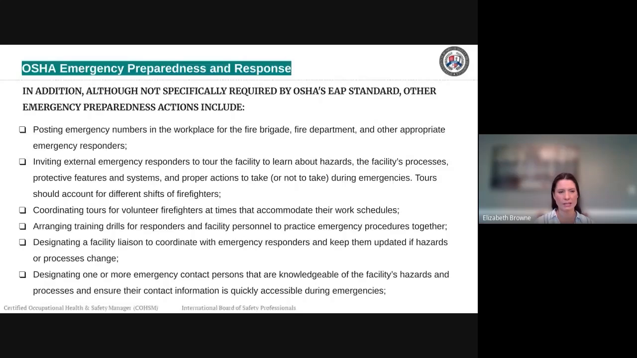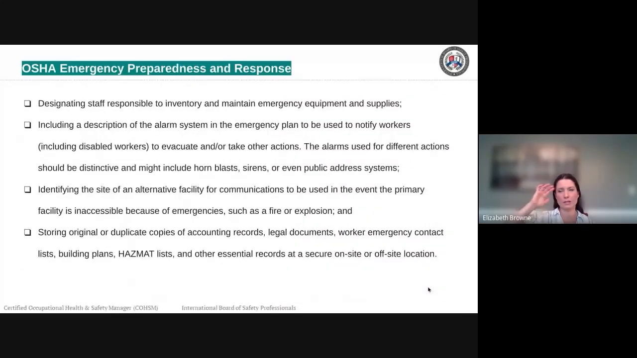Also, having designated emergency coordinators is another suggestion, where we have emergency contact persons that are knowledgeable of the facility's hazards and processes to ensure that their information is quickly accessible during emergencies. And that is something that is quickly accessible to all employees. Again, if needed, we would designate staff that's responsible to inventory and maintain emergency equipment and supplies.